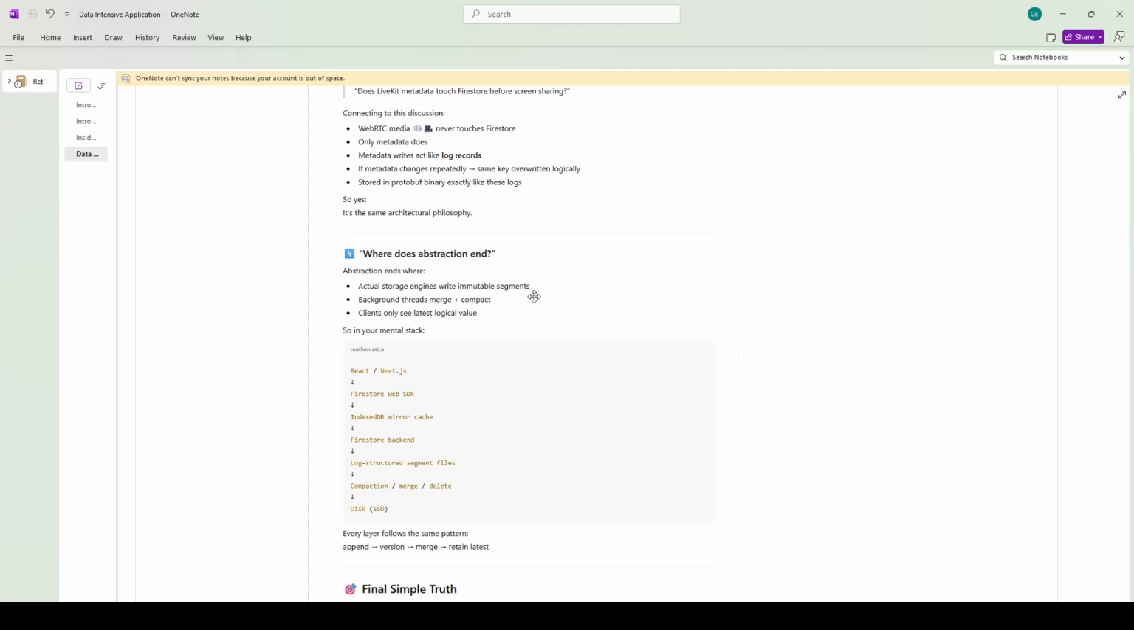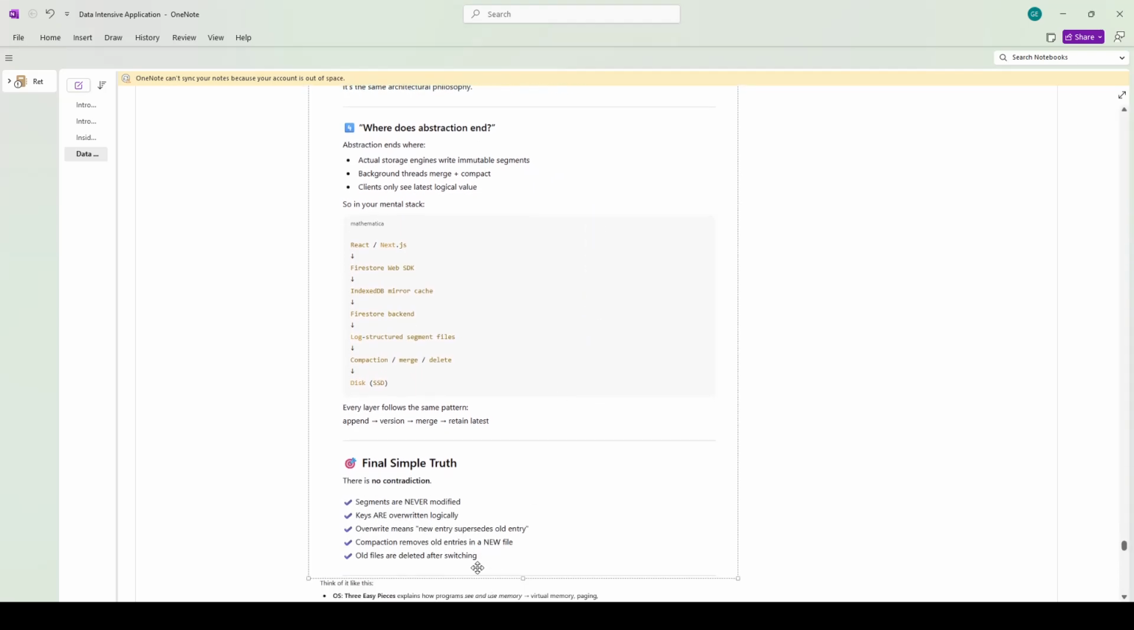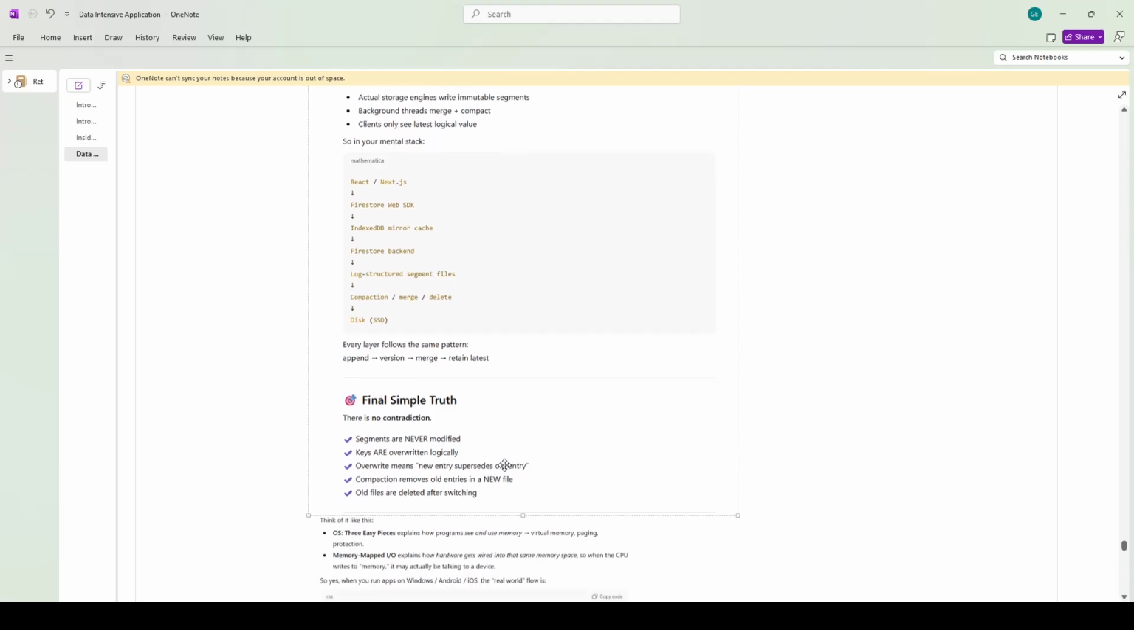So in your meta stack: React or Next.js, to Firestore Web SDK, to IndexedDB mirror cache, to Firestore backend, to log-structured segment files, to compaction or merge or delete, to disk SSD. Every layer follows the same pattern. Append, version, merge, retain latest.